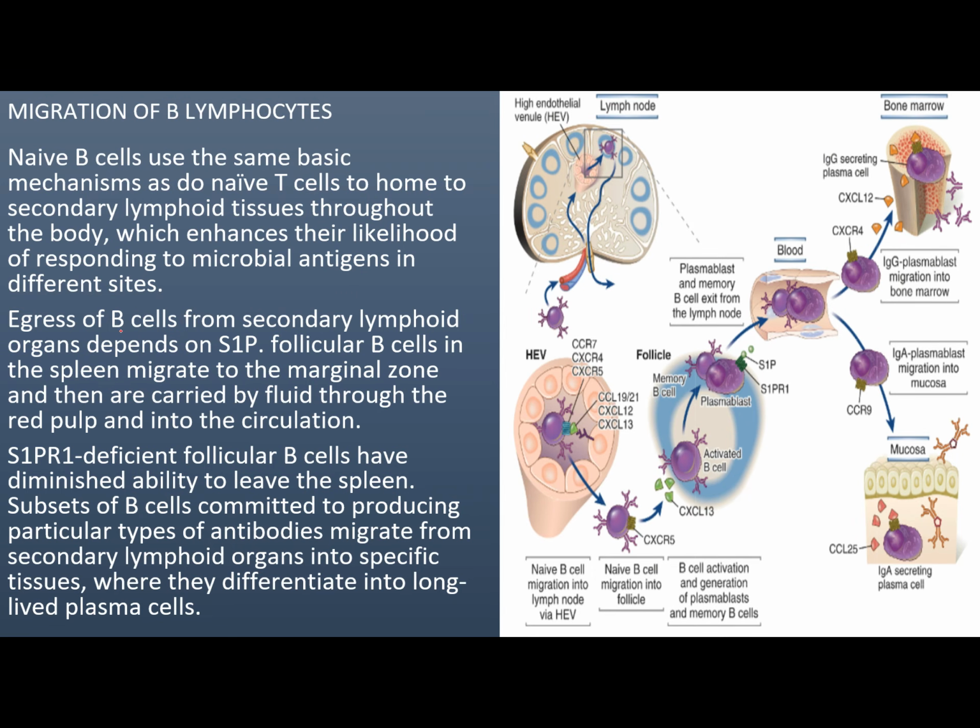Now, egress of B cells from secondary lymphoid organs would depend on S1P. Follicular B cells in the spleen would migrate to the marginal zone and then are carried by fluid to the red pulp and into the circulation. S1PR1 deficient follicular B cells have diminished ability to leave the spleen. Subsets of B cells committed to producing particular types of antibodies will migrate from secondary lymphoid organs into specific tissue where they differentiate into long-lived plasma cells.